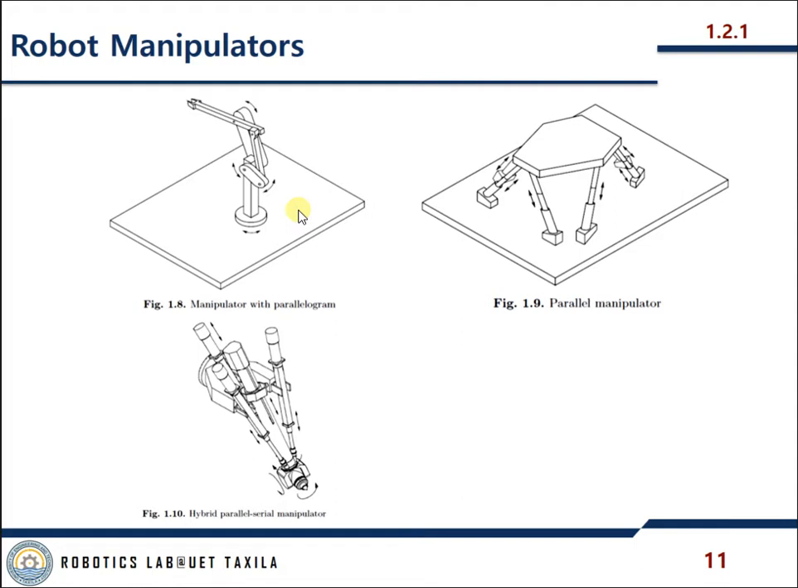Then we have manipulators with parallelogram. So this robot has some special link along with this link. This can move its motion, and it can also limit its motion. So this is a manipulator with parallelogram. This is a parallel manipulator. It means these manipulators have multiple actuators, multiple joints. This is a really advanced type of robotics. And then we have a hybrid parallel-serial manipulator.